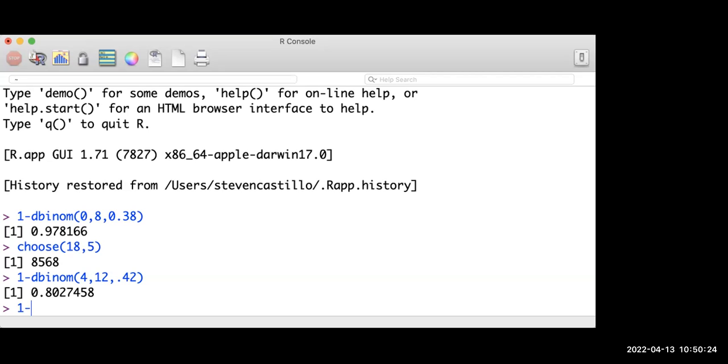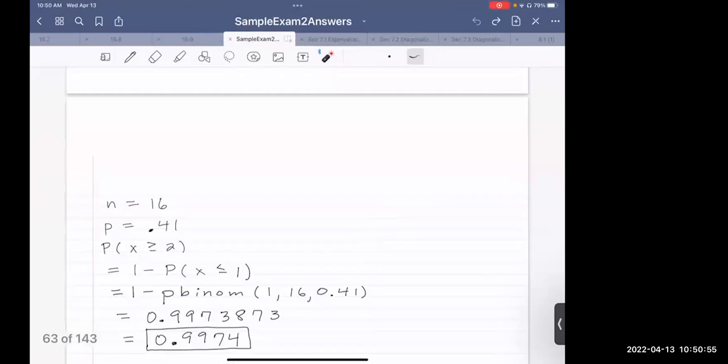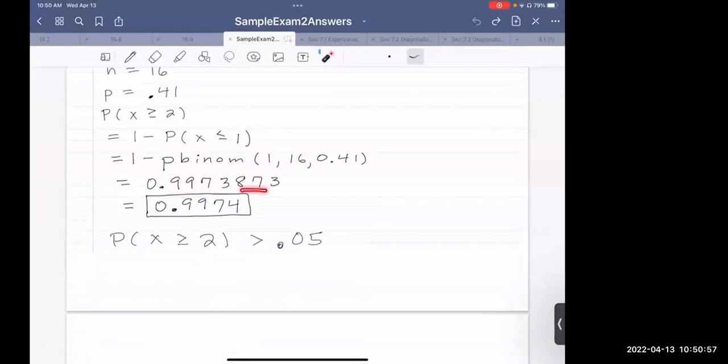1 minus pbinom of 1, 16, 0.41. And so I get 0.9973873. Let me type that into my iPad. And so I have 0.9973873, rounding to the nearest 10 thousandths, I have 0.9974.